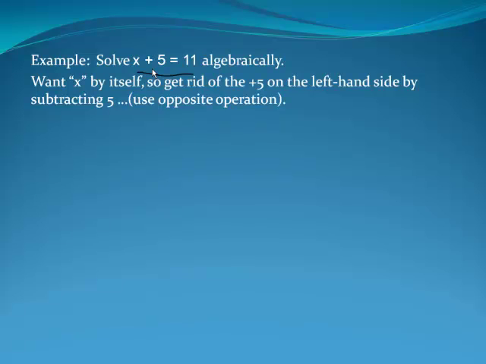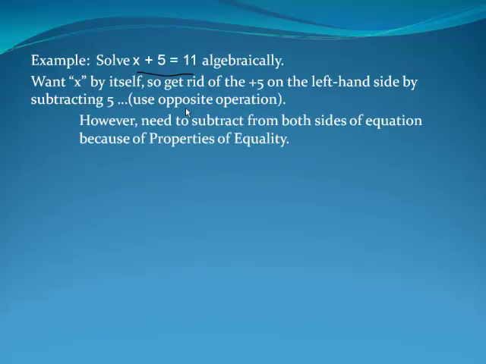So we want to get x by itself. We want to isolate the variable. So to get rid of the positive 5 on the left-hand side, we need to subtract 5 or use the opposite operation in order to get that x by itself on the left-hand side. However, you need to subtract from both sides of the equation because of properties of equality. Properties of equality says, from the previous slides, that if you're going to subtract something from the left-hand side, you must subtract the same value from the right-hand side.